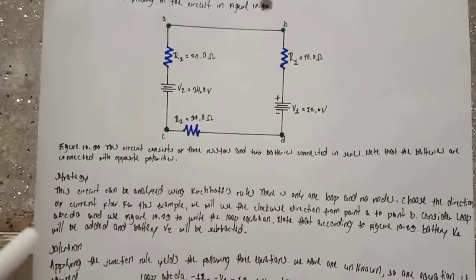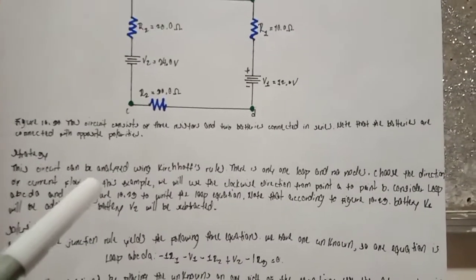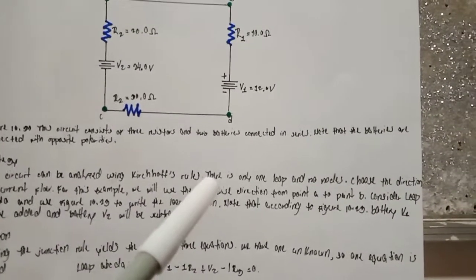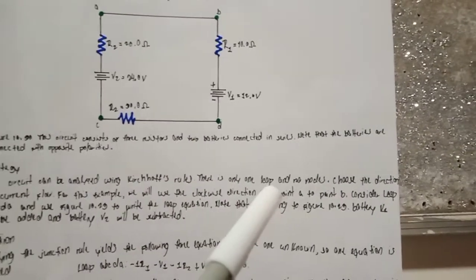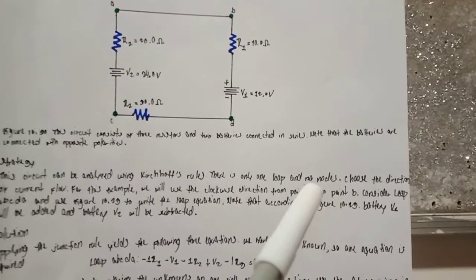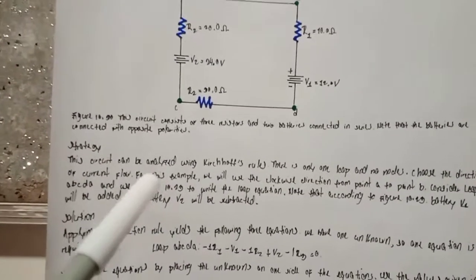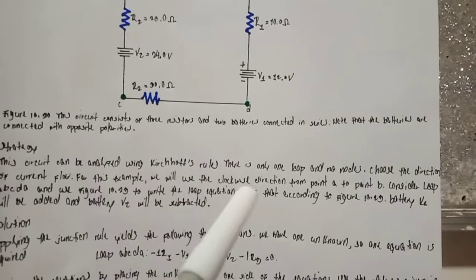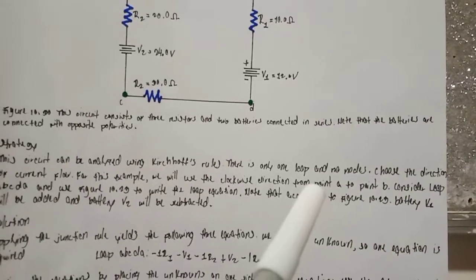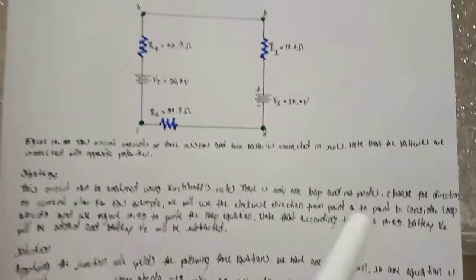Strategy: this circuit can be analyzed using Kirchhoff rules. There is only one loop and no nodes. Choose the direction of current flow. For this example, we will use the clockwise direction from point A to point B. Point A, point B.